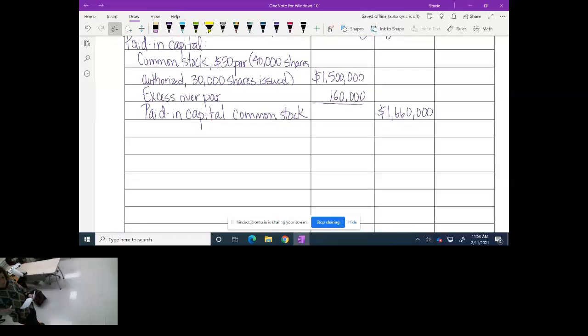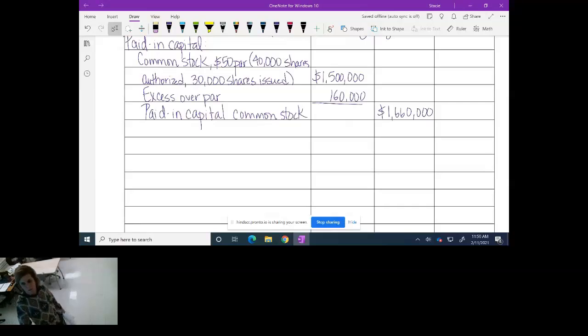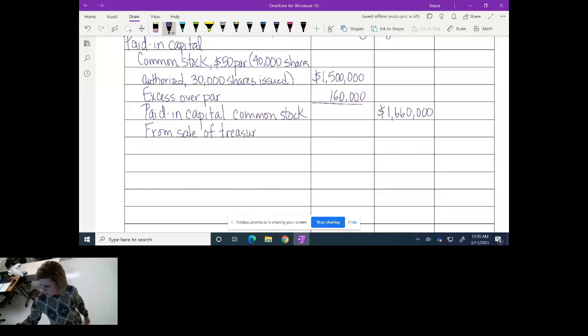All right, so the next thing we will do, we've got paid-in capital from sale of treasury stock that we're going to list next. Everything we've listed so far relates to common stock, so we had to get a total number for common stock. Now we're going to list the paid-in capital from the sale of treasury stock because we actually have some paid-in capital. All right, so we'll add those two together.